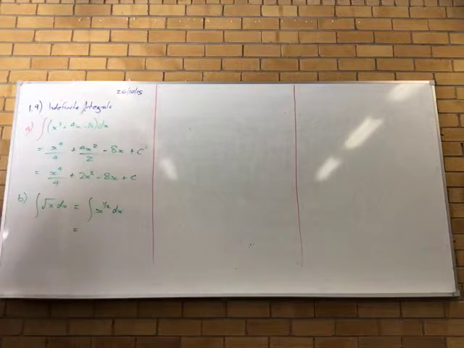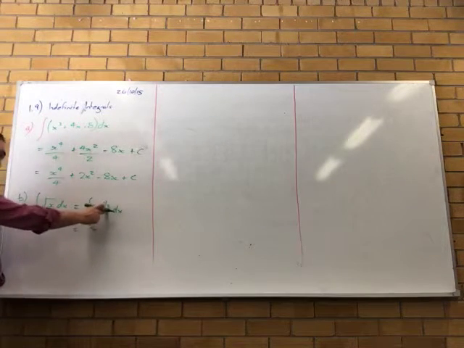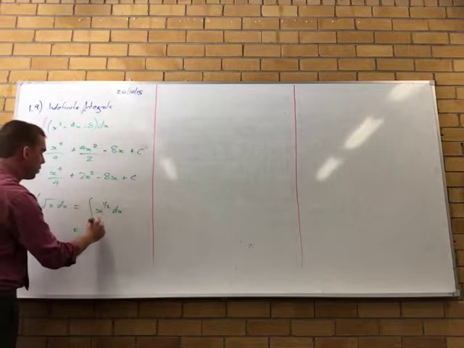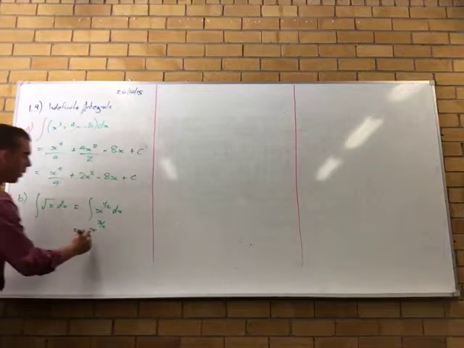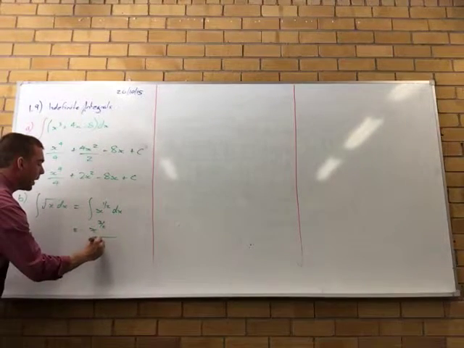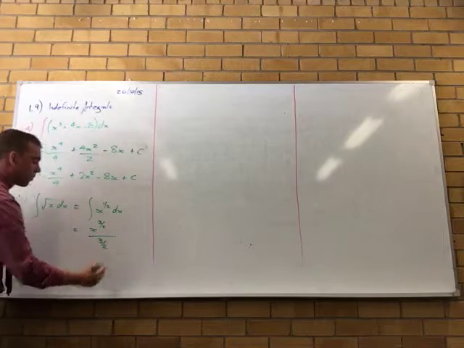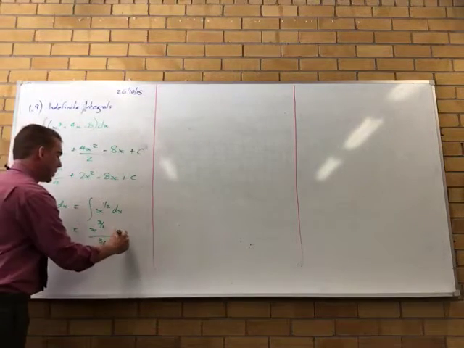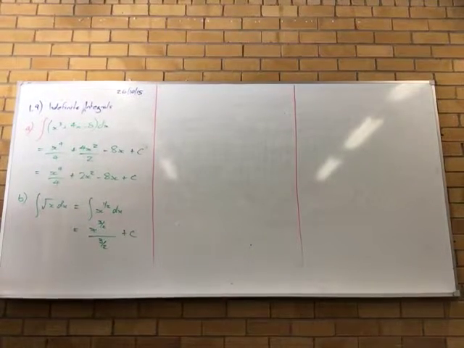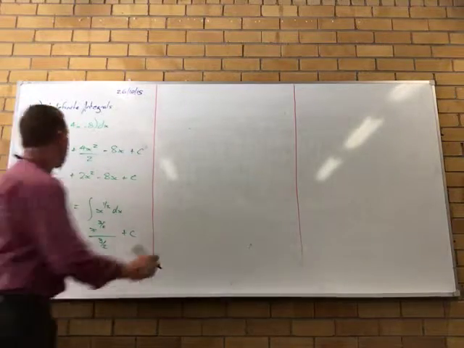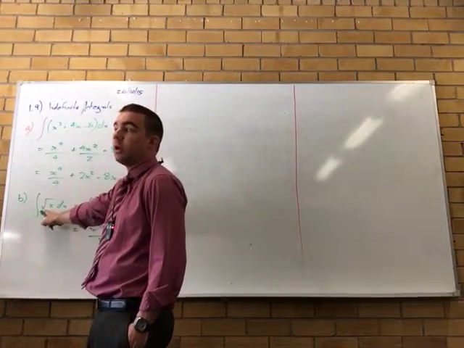You've got to be very careful about fractional powers. So half plus 1, I'd recommend you leave it as improper, so that becomes 3 over 2. Divide by your new power, and don't forget Charlie. When you are dividing by a fraction, we do what? Multiply by the reciprocal. And the question was given to you in surd form.